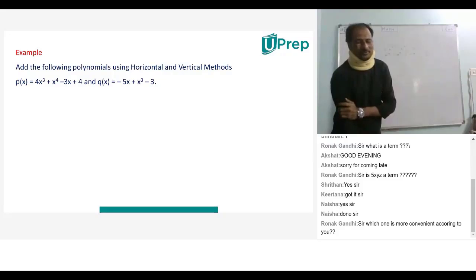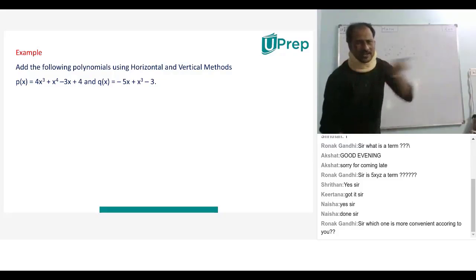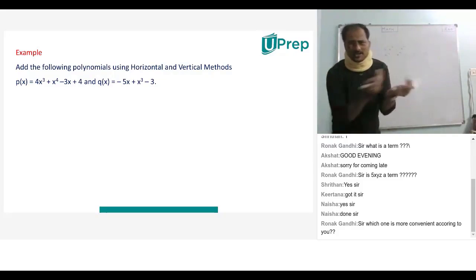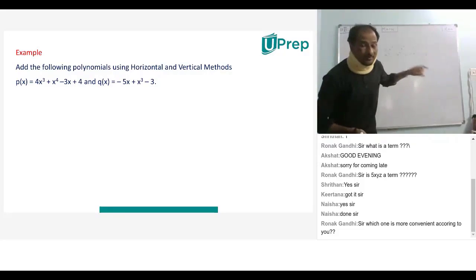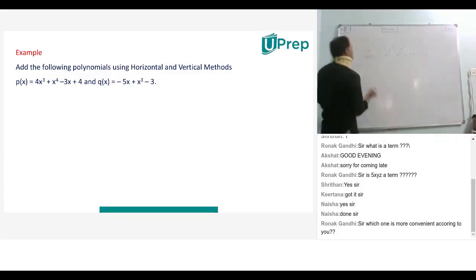Now I want to do this with the help of the vertical method. With the row method, you can directly write the terms in descending order of powers of x and get the answer. Now in the column method, how will we do it? Let's see.